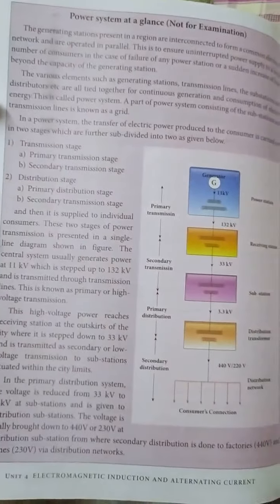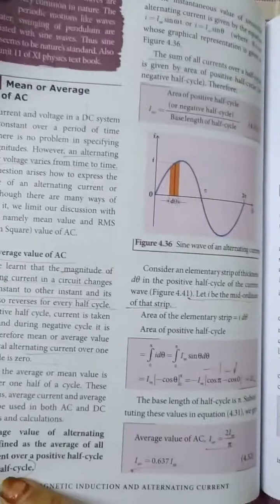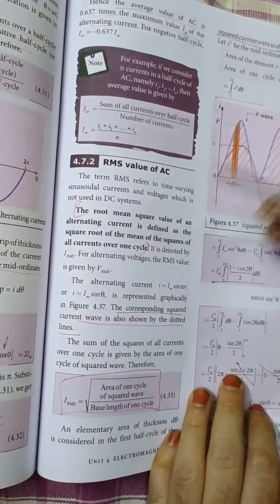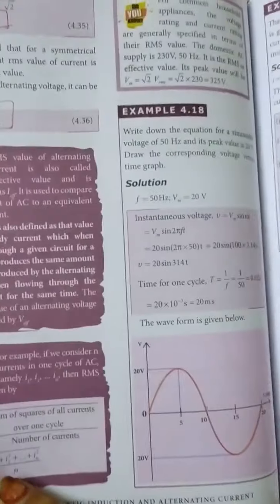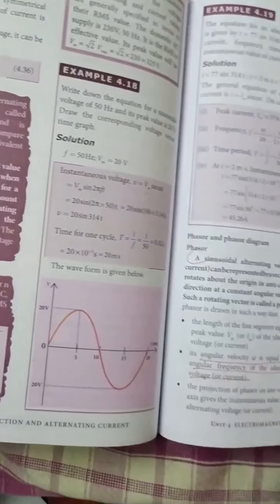And next, in alternating current, what is an alternating current, that you have to study, and you write the definition of the RMS value of AC, that you have to study, and you can study this problem.